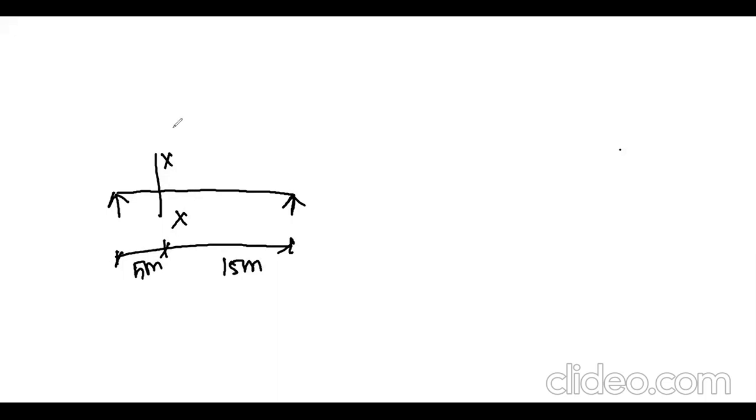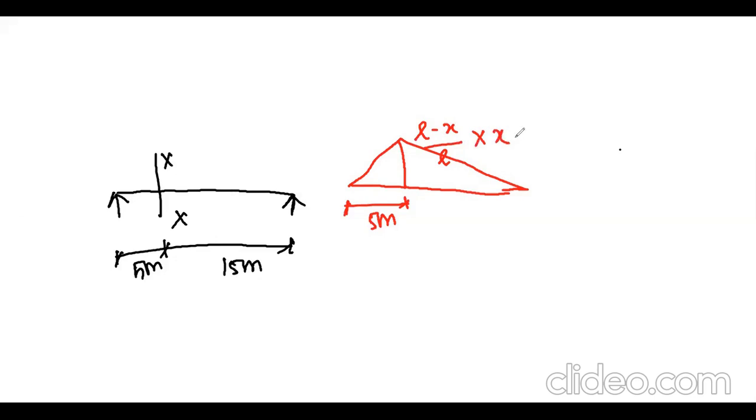Before finding the value of the maximum bending moment, you should know the influence line diagram for the bending moment for this case. So now I am going to draw it. We have already discussed the influence line diagram for the bending moment, so it will be easy for you to draw. This is at a distance of 5 meter. Here the value of the bending moment will be L minus x by L into x. This is the value of the ordinate. Am I right?